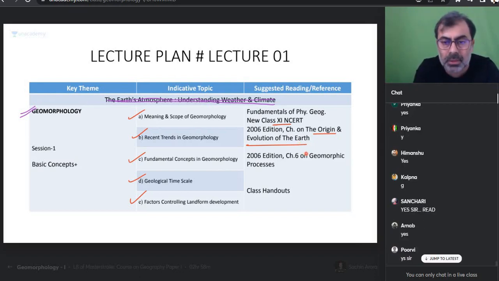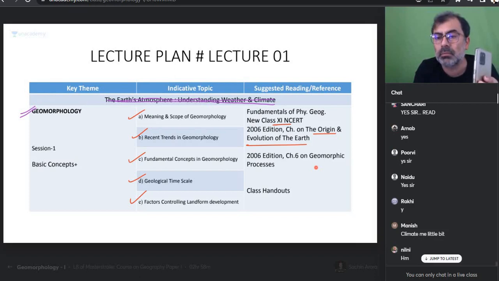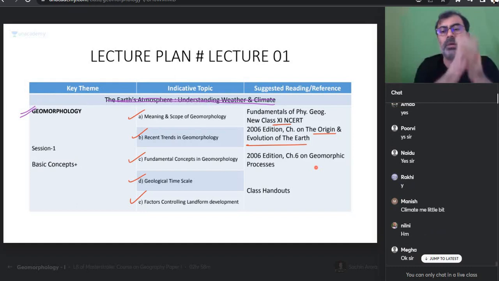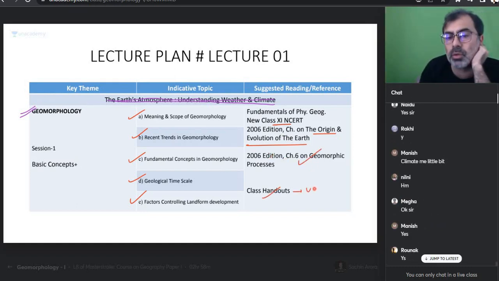Second comes chapter number 6 of geomorphic processes. Is everyone okay? Chapter number 6 of geomorphic processes. Where will you get this? अभी टेलीग्राम पे मैंने शेयर कर दिया. टेलीग्राम पे this has been shared. Chapter on geomorphic processes. मिल गया सबको? टेलीग्राम पे ये भी आता है. Done. Second. Class handout क्या है? अभी यूज होगा. We will use in class and it will come in the update section.